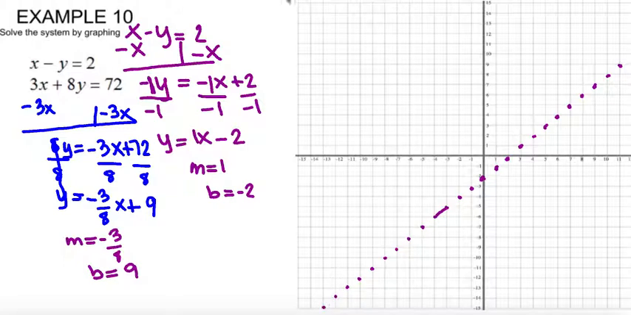And I connect the points to create a line. Do the same thing with the second equation. My y-intercept is 9, so I put a point at 9 on the y-axis, my y-intercept. And my slope is negative 3/8, so it tells me how to get the next point. So I go down 3, to the right 8.